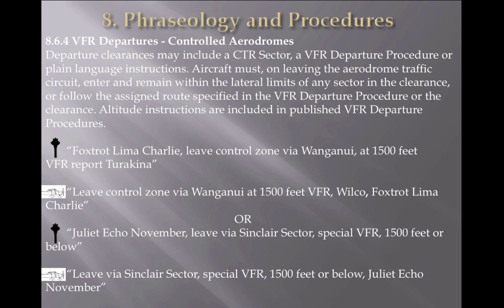For example, Foxtrot Lima Charlie, leave control zone via Wanganui at 15,000 feet, VFR report to Rikina. You will respond, leave control zone via Wanganui at 15,000 feet, VFR, Wilco, Foxtrot Lima Charlie. Or, another example, Tower will say, Juliet Echo November, leave via Sinclair sector, special VFR, 1,500 feet or below. You will respond, leave via Sinclair sector, special VFR, 1,500 feet or below, Juliet Echo November.